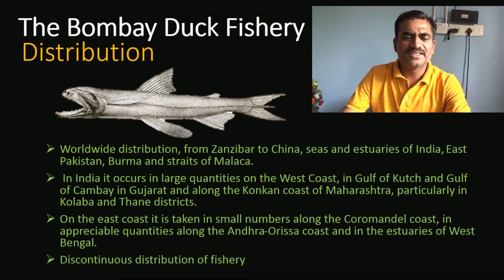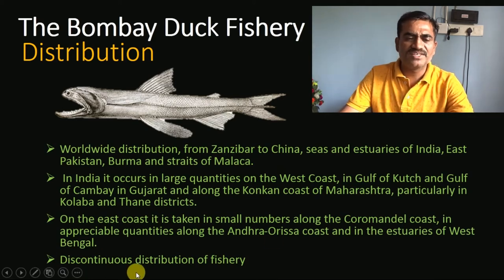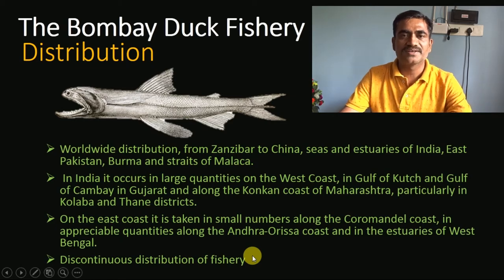Bombay duck has a discontinuous distribution of fishery, maybe due to peculiar features. We can observe this discontinuity in distribution possibly due to surface temperature, or food and feeding habits, or feeding grounds and feeding materials that may be responsible for the discontinuous distribution of the Bombay duck.